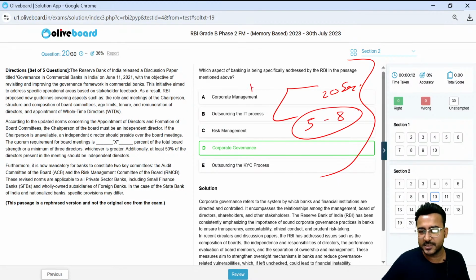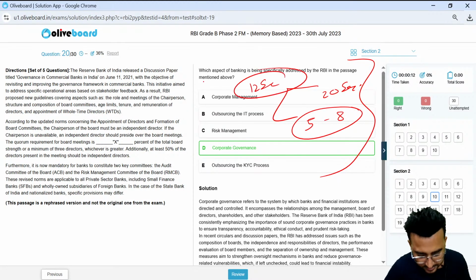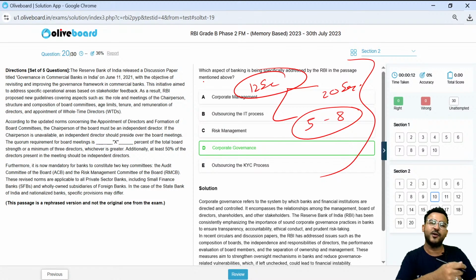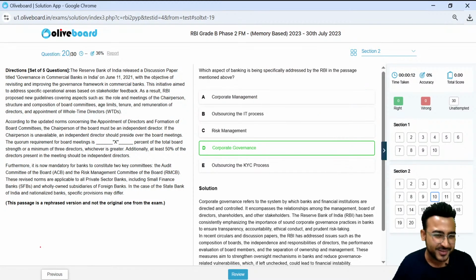Here your 12 seconds are saved. This is also competitive advantage. Sir, what kind of things are you saying? You will remember these things in the exam a lot. Right, this is a very useful point. There should not be just competitive advantage in the level of difficulty, but in time as well, because it's a game of time and accuracy. Okay, it's a game of time and accuracy.